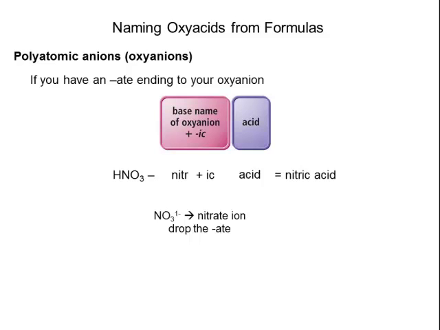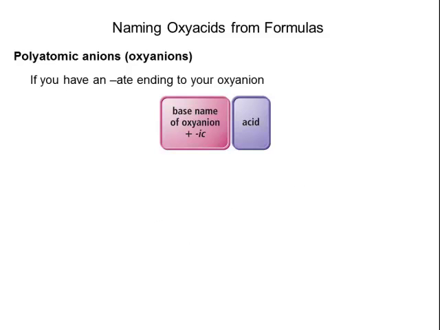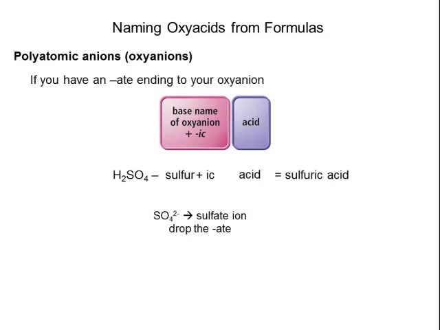So I drop my ate forms and add an ic if I have an acid involving an oxyanion that has an ate ending. All right, let's look at another example of this. H2SO4. I take all my hydrogens away. I get the sulfate ion. With the sulfate ion, drop the ate ending. Now, when I drop that ate ending, I actually need to go back to the base name. The base name for the sulfate was actually sulfur. There'll be some tricks like that that you need to get used to, but you'll get that with more practice. But drop the ate, go to the base name, add ic, add the word acid, and I end up with the name of sulfuric acid.